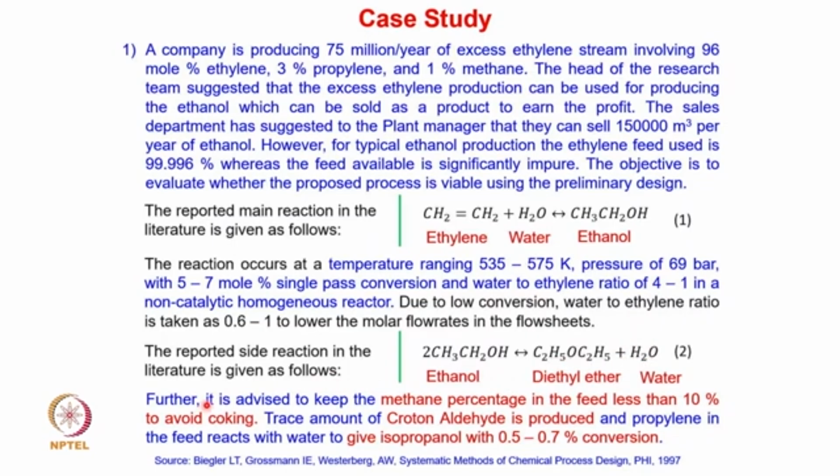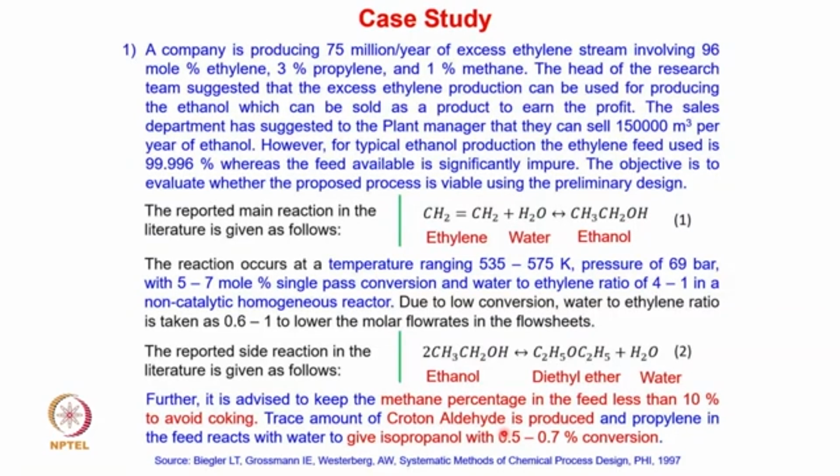If we look at the literature, it is advised that the methane percentage in the feed should be less than 10% to avoid coking, because at the given temperature of 535 to 575 Kelvin, methane gets converted to hydrogen and carbon. Again, in the reaction, a trace amount of croton aldehyde is produced, and propylene in the feed reacts with the water to produce isopropanol with 0.5 to 0.7% conversion.